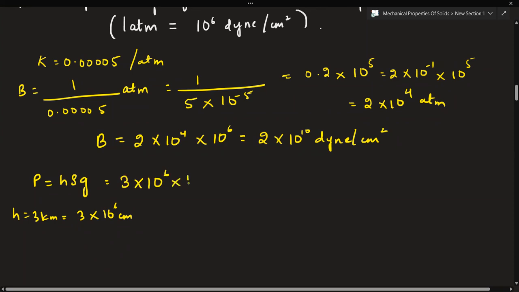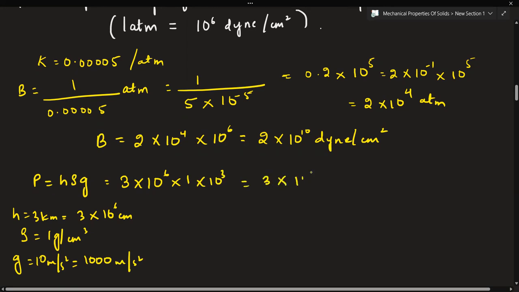Density of water is 1 gram per centimeter cube. And acceleration due to gravity, if it's 10 meter per second square, that would come out to be approximately 1000 centimeter per second square. So this is 10 to the power 3. This will come out to be 3 into 10 to the power 9 pascals. So do we have the pressure now with us?